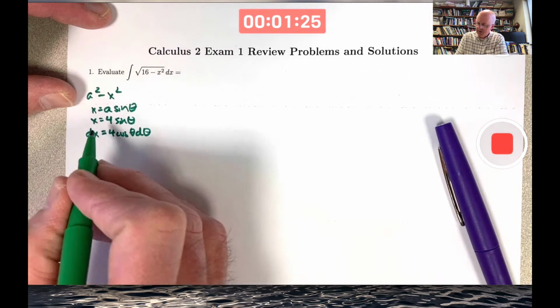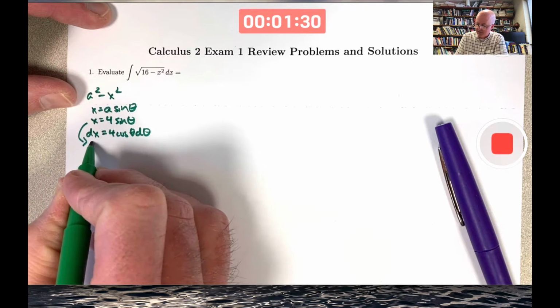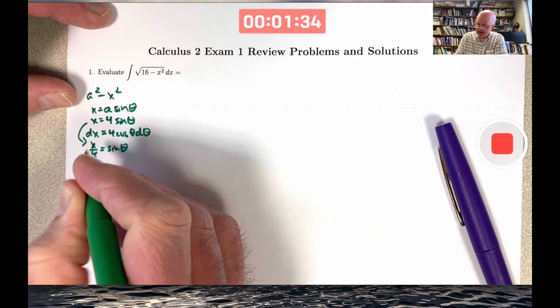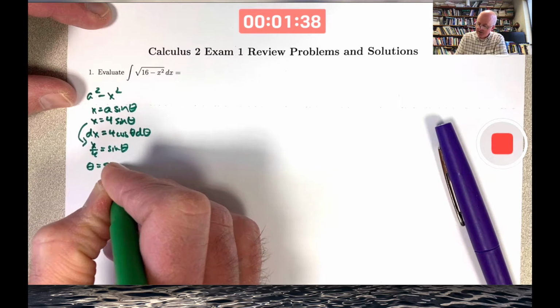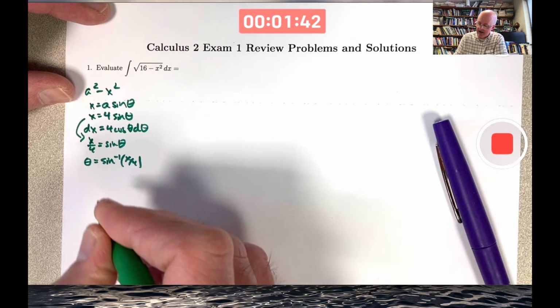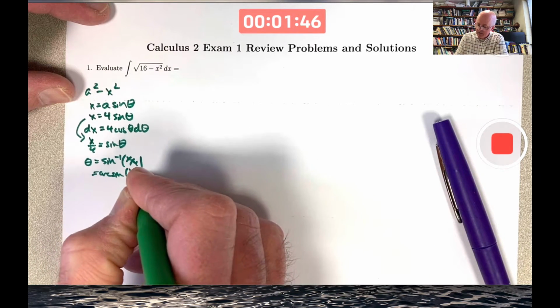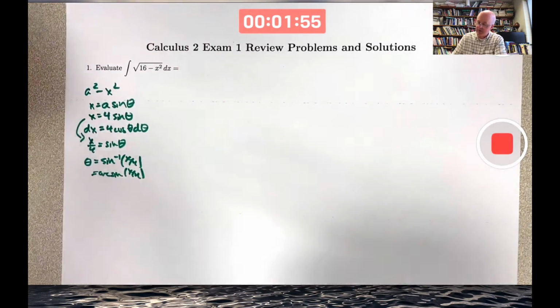We also will ultimately need to solve this equation for theta. I can divide both sides by 4 and write x over 4 equals sine theta. And then I can take the inverse sine of both sides to say theta is inverse sine of x over 4. It's also okay to write that as arc sine of x over 4. Either notation is okay. In fact, either notation is standard. Now we need to apply all this, and we're not out of the woods yet when we do so.